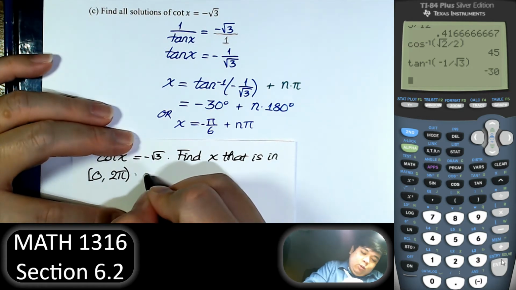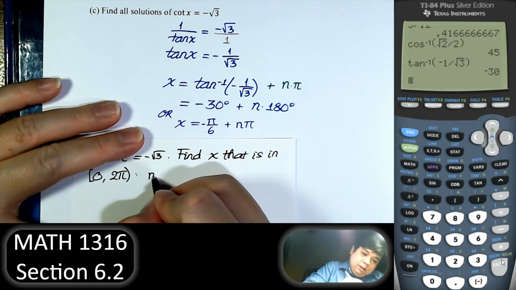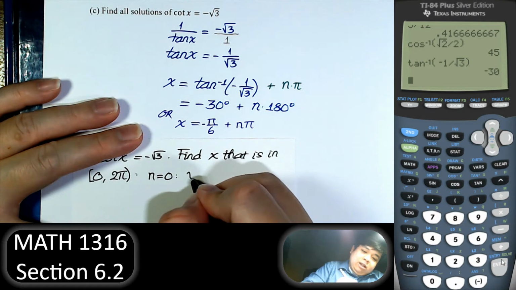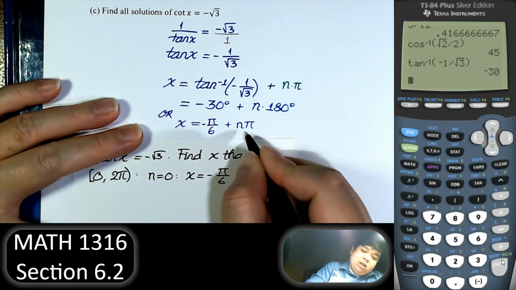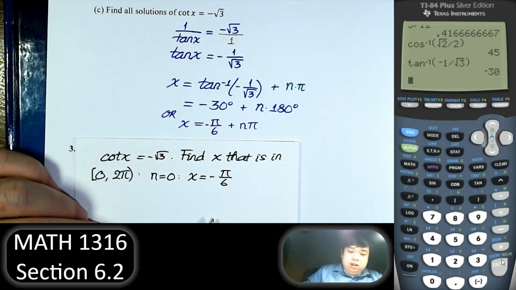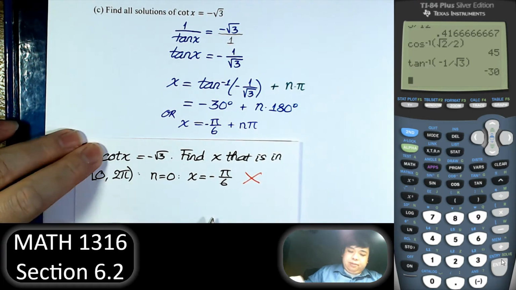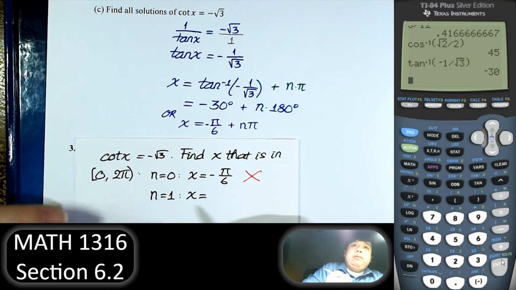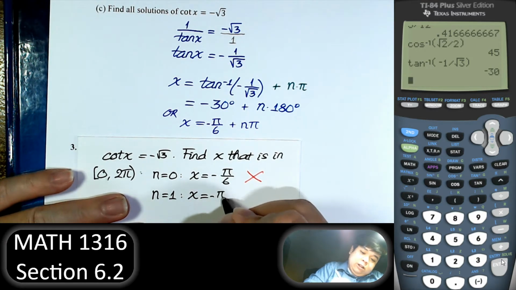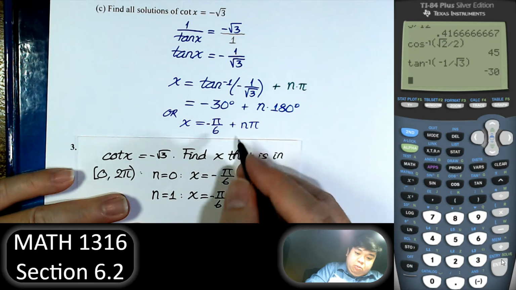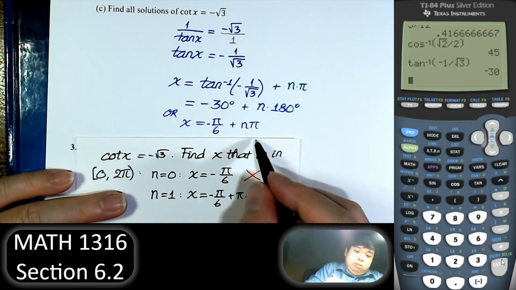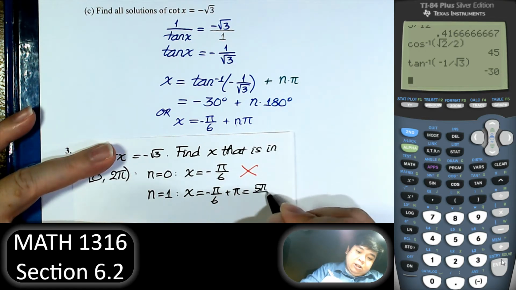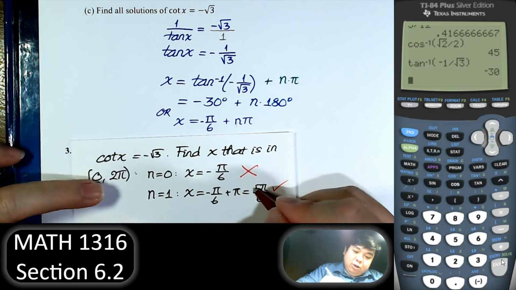Now, when n equals 0, put 0 in here, and we have x equal to negative pi over 6, because n is equal to 0. And that one is not between 0 and 2 pi. Now choose something else. How about n equal to 1? Because if it is too small, we have to choose bigger values, meaning choose n to be a bigger number. That gives us 5 pi over 6. And that's certainly between 0 and 2 pi.